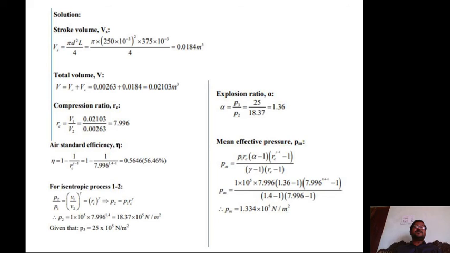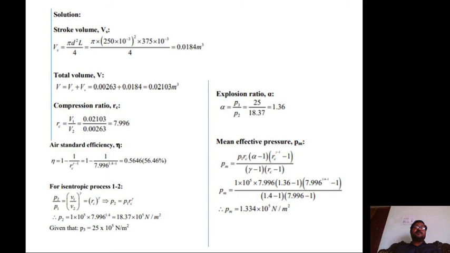And then the compression ratio is V1 by V2. V1 you have also obtained, that is the total volume. V1 by V2, where V2 you have calculated, that is Vc, and you will get the answer for the compression ratio. Air standard efficiency, eta th, is 1 minus 1 by Rc raised to gamma minus 1, which is 56.46.